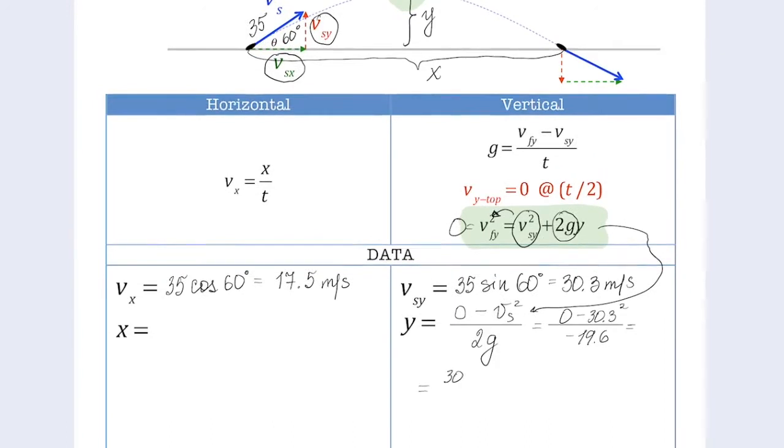I can just rewrite this as 30.3 squared over 19.6. That gets us 46.8 meters. You can actually round it to 47. Now, in order for us to figure out x, we know that the formula that we can use is Vx equals x over t. We need to find the time.